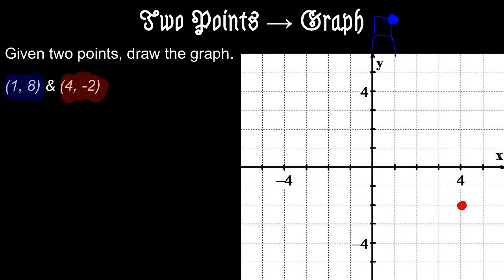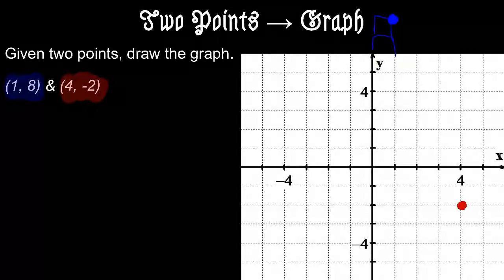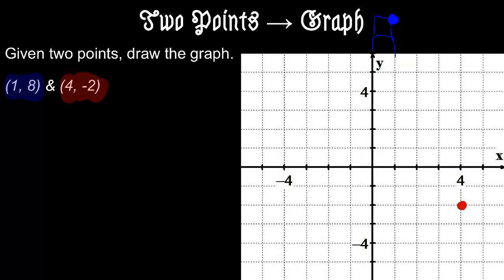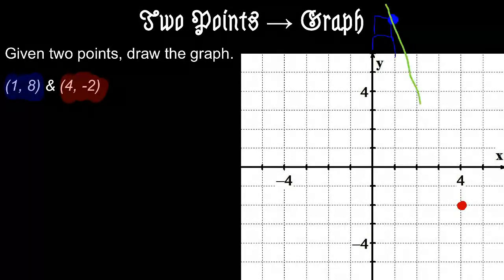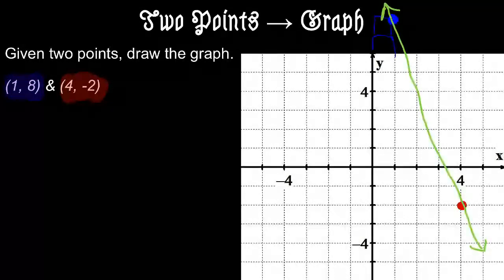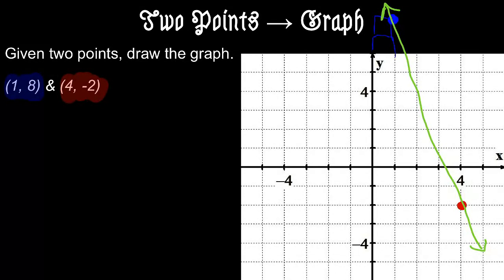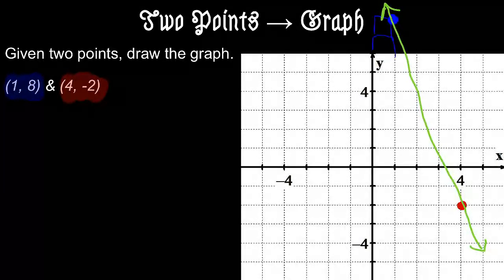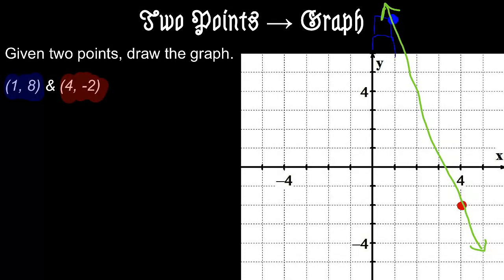Now, something you might notice is that we're moving to the right 3 and we're moving down 10. That doesn't come out to be super nice. So we're just going to connect those as best we can, like that. Questions on that one?